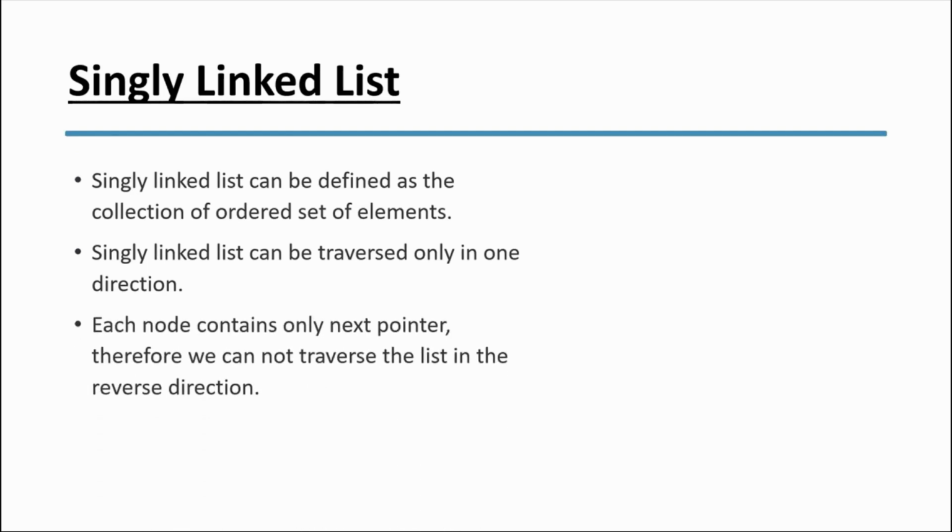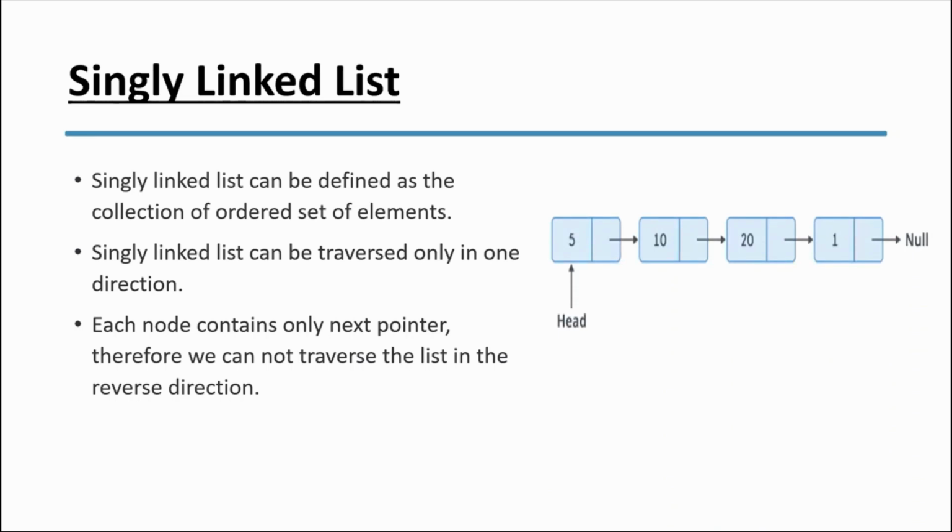Each node contains only next pointer, that is the pointer to the next element or the address to the next element. Therefore we cannot traverse the list in the reverse direction. So this is an example of singly linked list. Now let's see singly linked list in more detail.